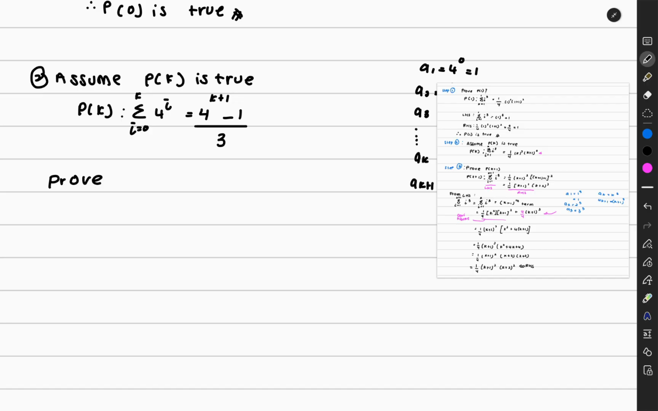Kalau K dia 3 maksudnya okey macam ni. Sebutan dia, faham tak? Ini sebutan pertama, sebutan kedua, sebutan ketiga. Sebutan pertama dia K. Ya, first term. This is first term.